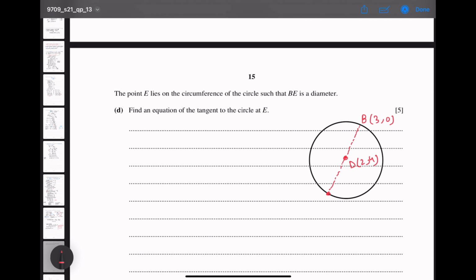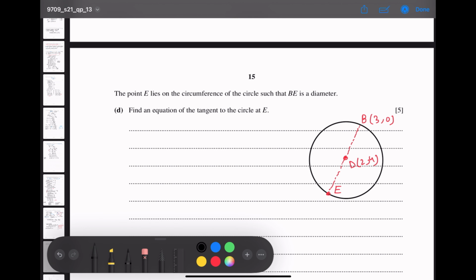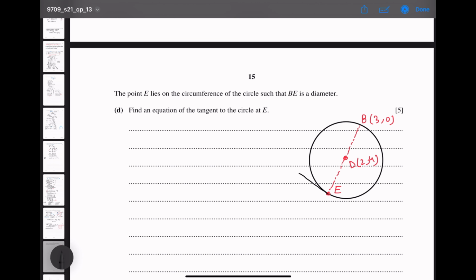But this point is E. So find an equation of the tangent to the circle at E. There is a tangent to the circle at point E. So this is the tangent at E. We have to find the equation of this tangent. The angle will be 90 degrees.